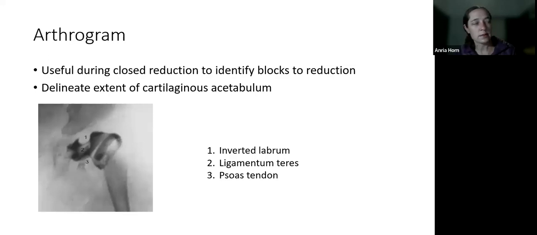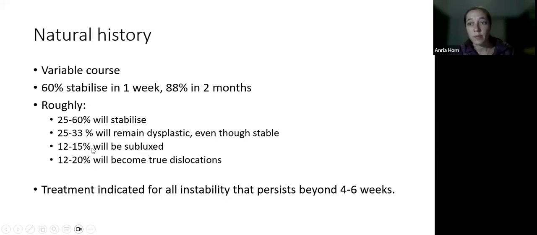So there's the arthrogram. Yes, it's useful during closed reduction to identify blocks to reduction. The ones I showed didn't have any of these pathological features because it was quite a mild case. But here you can see there's the inverted labrum, there's the ligamentum teres, there's your psoas. So it just shows you a little bit more information. Look at all that acetabulum that you can't see on the X-ray. But this is almost as dislocated if there's a lot of dye in the joint, and I don't think this hip will reduce closed, to be honest. That's from a book, so I don't know.